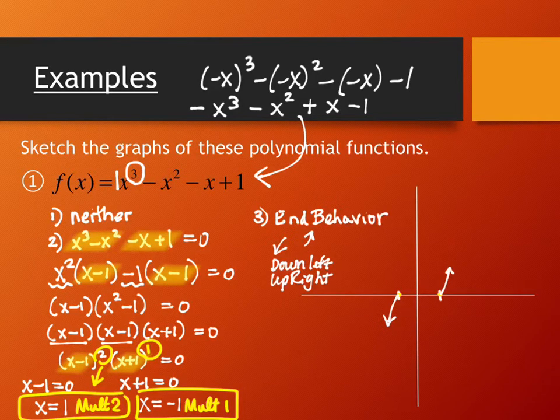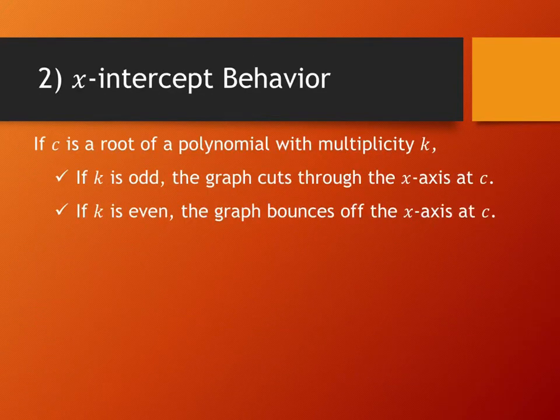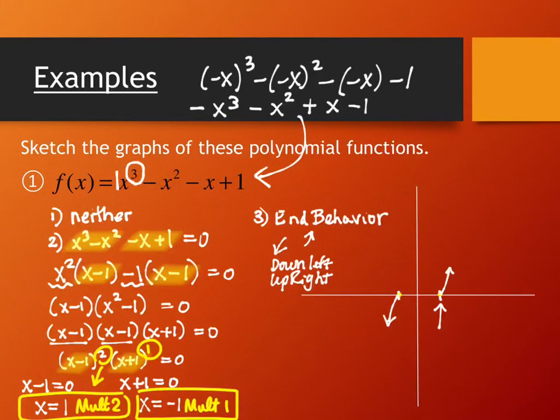At x equals 1, it has a multiplicity of 2. So over here, I should be bouncing off of my graph. If my multiplicity is even, that's 2, it bounces off the graph. So over here, it won't cut through. It's not going to do that. It's going to bounce back up. And then at -1, the multiplicity is odd. So at -1, it has to actually cut through the graph. So it's got to go like this.